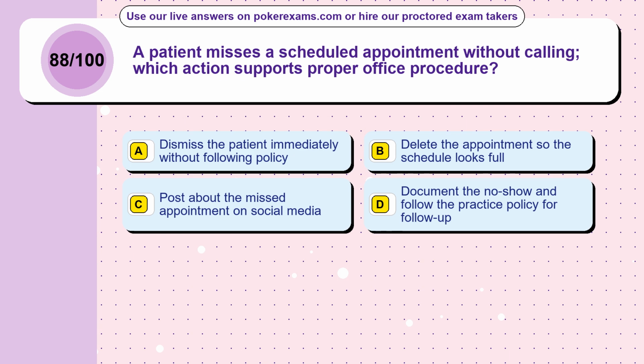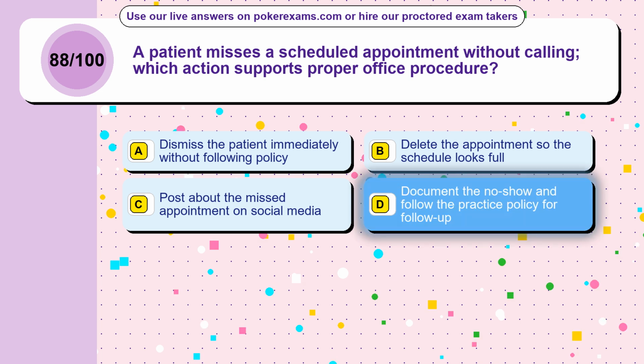Question 88. A patient misses a scheduled appointment without calling. Which action supports proper office procedure? Option A. Dismiss the patient immediately without following policy. Option B. Delete the appointment so the schedule looks full. Option C. Post about the missed appointment on social media. Option D. Document the no-show and follow the practice policy for follow-up.